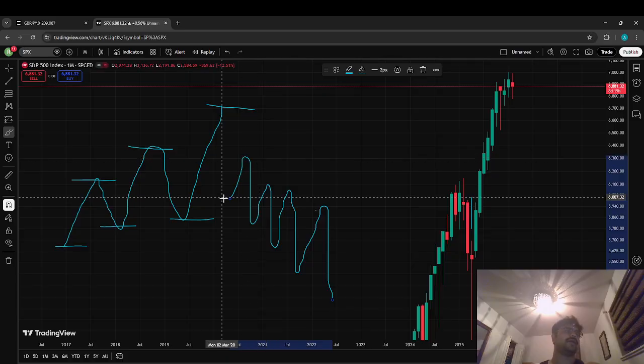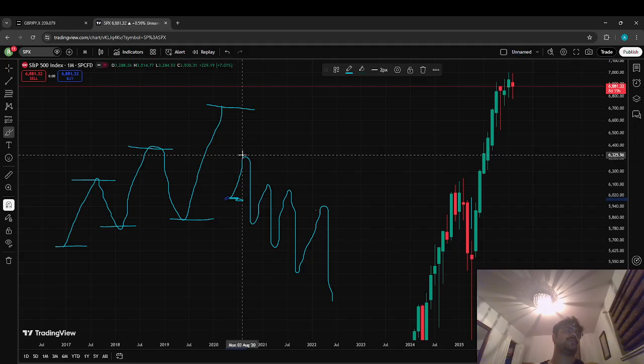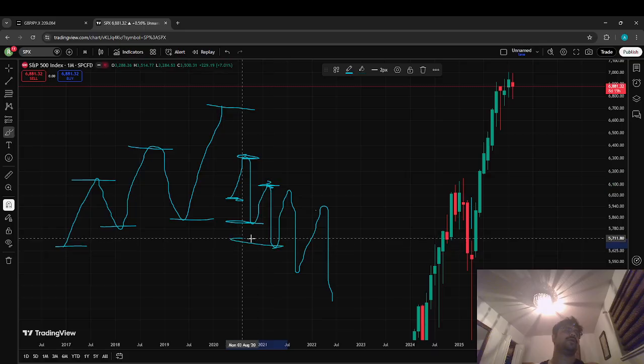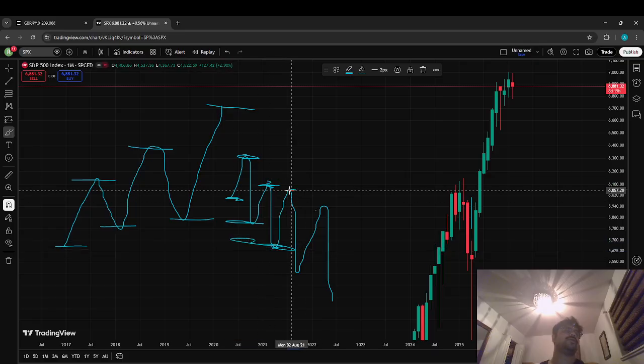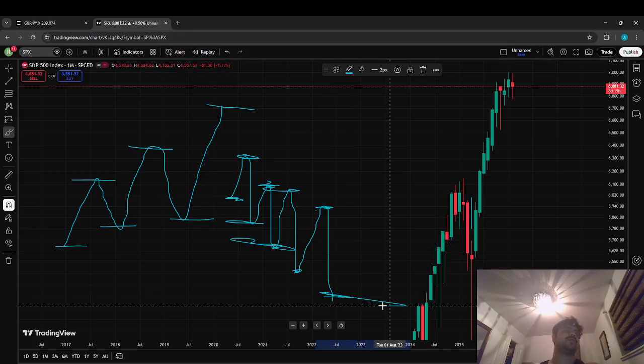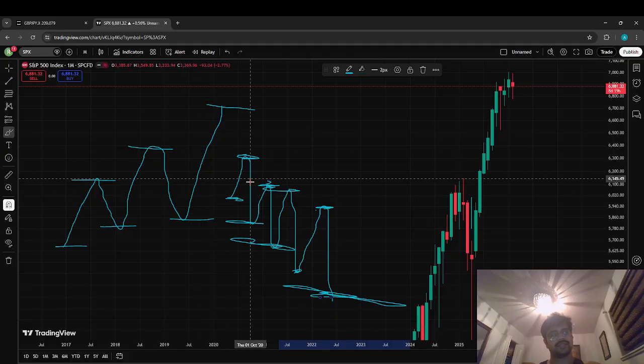First, we have a low. Okay. And then we have a high. Okay. We have a lower low. We have a higher, lower high. Lower low, lower high. Lower low, lower high. Then we're going to have lower low again. Right? So you guys see how that works?